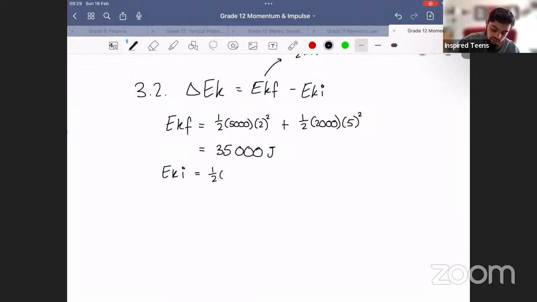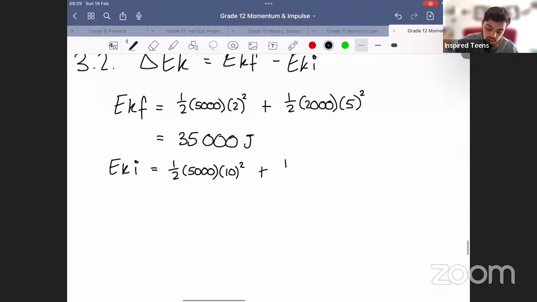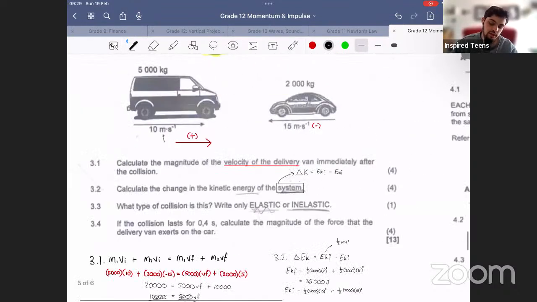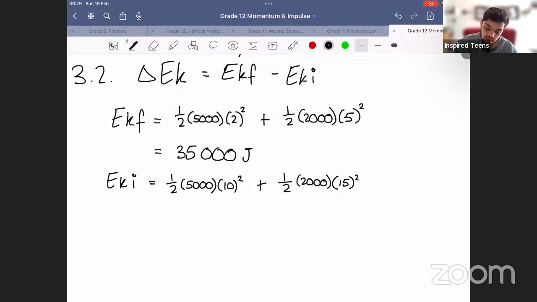EK initial is going to be half times 5,000. Okay, initially the vehicle was traveling at 10 meters per second. It was traveling to the right, but it doesn't matter whether it was right or left, negatives and positives. We don't substitute negatives and positives into our energy formulas. Half times, what is the mass of the car? 2,000. And initially, this guy was traveling at 15 meters per second. It was negative, but I don't have to substitute negative into my energy formula. Remember, it won't even matter because you're squaring it. Even if you put a negative there, you'll get positive.